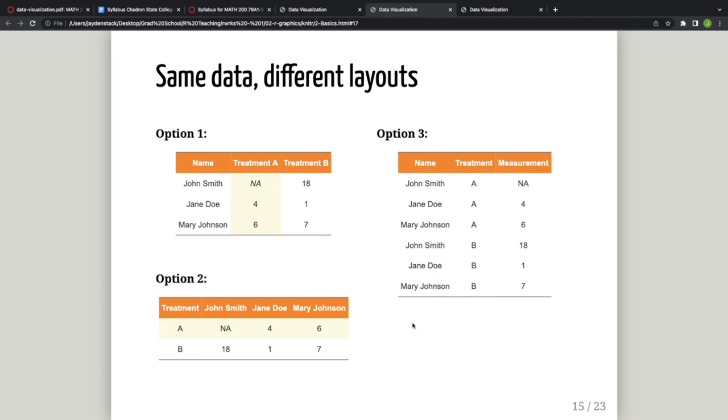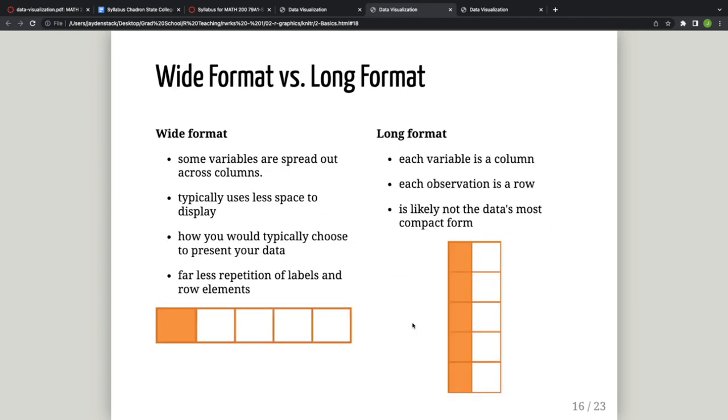And now let's think about which way we actually want our data to be in when we're trying to create a graphic. Okay, so wide format versus long format. Some variables are spread out across columns. Typically this uses less space to display. If I were going to give you a table, this is probably how I would give you that data and how I would present this data to you. Far less repetition of variables and row elements, so you're going to have a lot less data. It's just going to be the way it is.